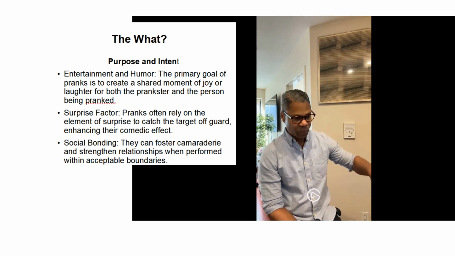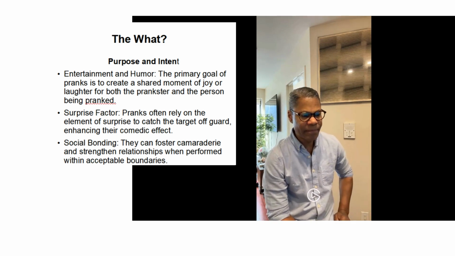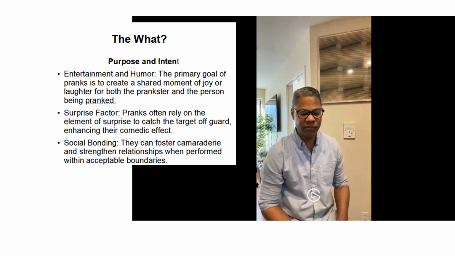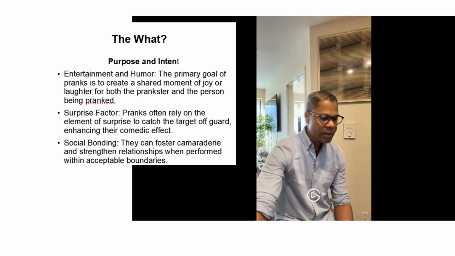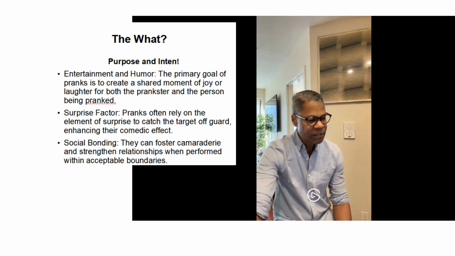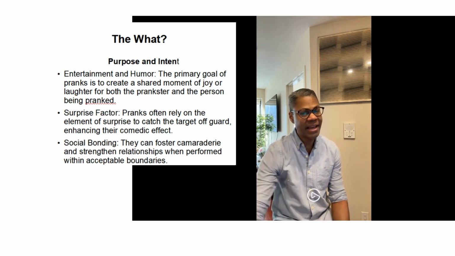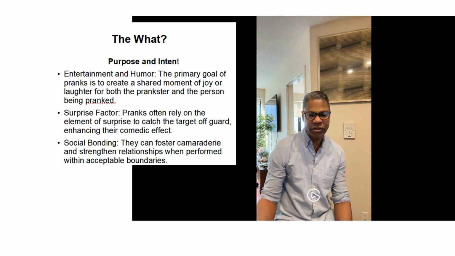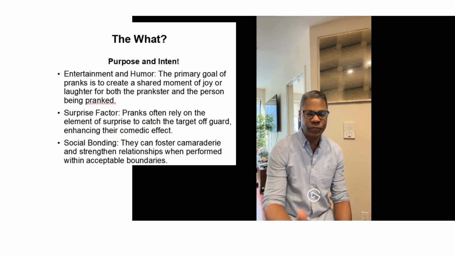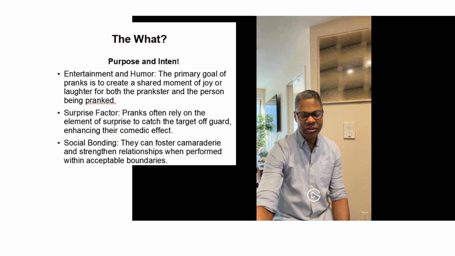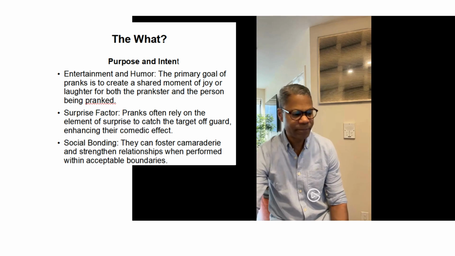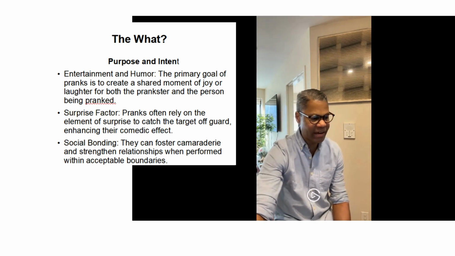But we'll dig deeper into this, the fact that other people can be involved, for both the prankster and the person being pranked. Surprise factor. Pranks often rely on the element of surprise to catch the target off guard, enhancing their comedic effect. Again, think about those UGC videos on TikTok: the surprise, the reaction of the recipient, the reaction of the people around viewing this event, this gifting, or this prank going down.